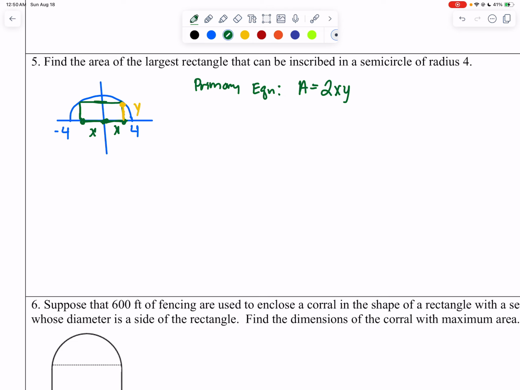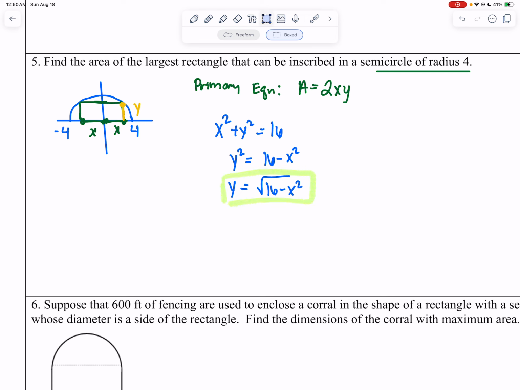Now, our secondary equation is going to be my semicircle with a radius of 4. If I think about this in terms of a circle, this is going to be x squared plus y squared is equal to 16. We're only looking at the top part, so we're only taking the positive square root. So y squared is equal to 16 minus x squared, and then y is equal to the square root of 16 minus x squared. So this right here is going to represent my secondary equation.